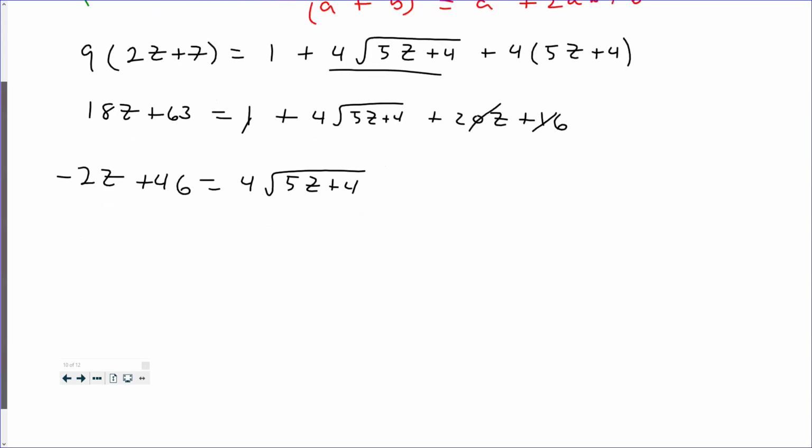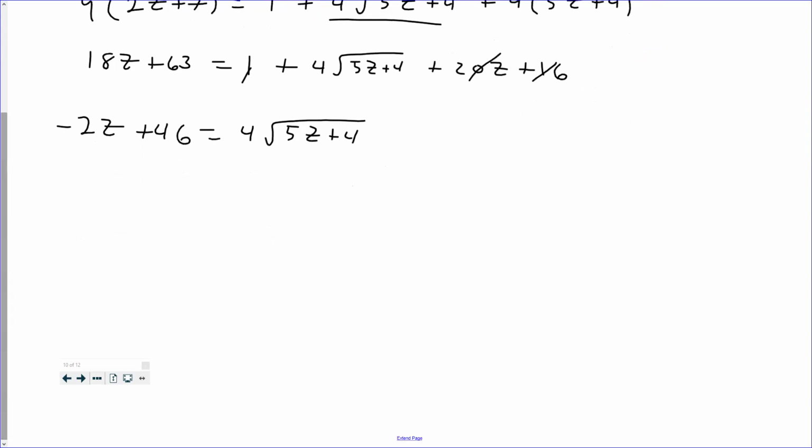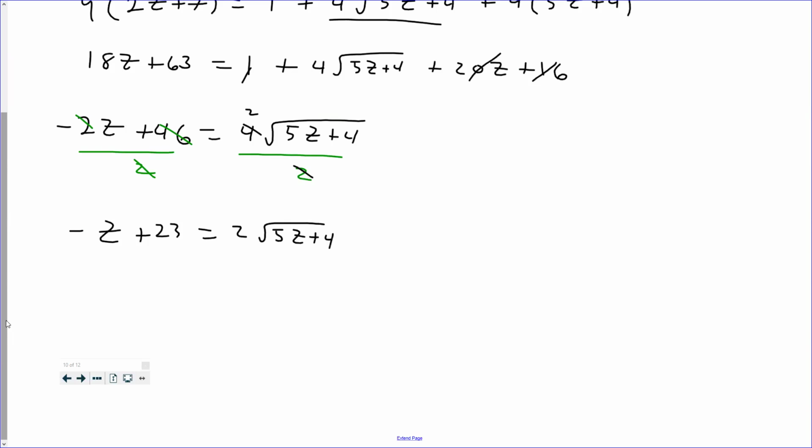So from here, to make the numbers a little easier, a little smaller, I'm going to divide everything by 2. Because these will cancel out, and you're left with 23. So you just have negative z plus 23. This reduces down to just a 2 times the square root of 5z plus 4. And then we can square both sides.